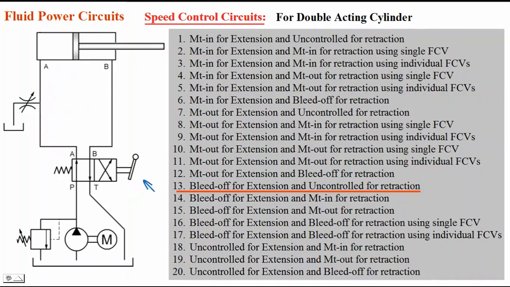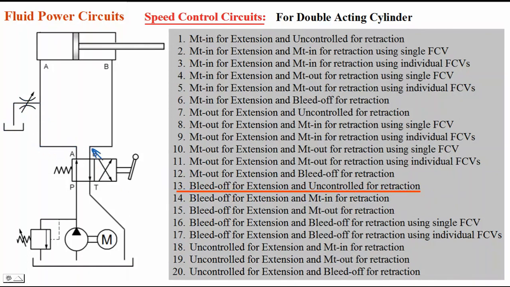When I keep the lever in the other position, P to B, A to T connection is made. Oil will flow to the B port of the cylinder. Oil on the other side of the piston will flow back to tank from A to T. So that's why during retraction, speed is not controlled. Uncontrolled for retraction, bleed off for extension.